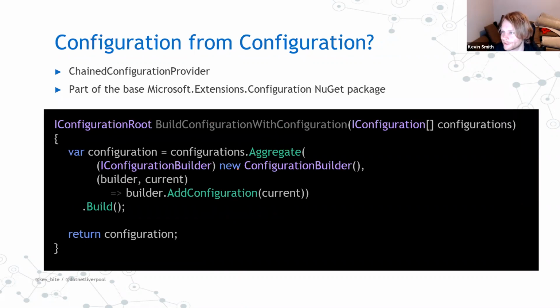One of the configuration providers is the chained configuration provider. This is really good if you've got multiple configurations and you want to join them all together. ASP.NET Core does this when it starts up. It creates its own configuration and then injects that configuration into your own configuration for your application, so it piggybacks on itself. You can pass in any amount of configuration objects and just join them all together. This is just using the Aggregate function inside LINQ to create a new configuration builder and keep calling AddConfiguration with the next one, and then it keeps returning it, so it joins them all together.